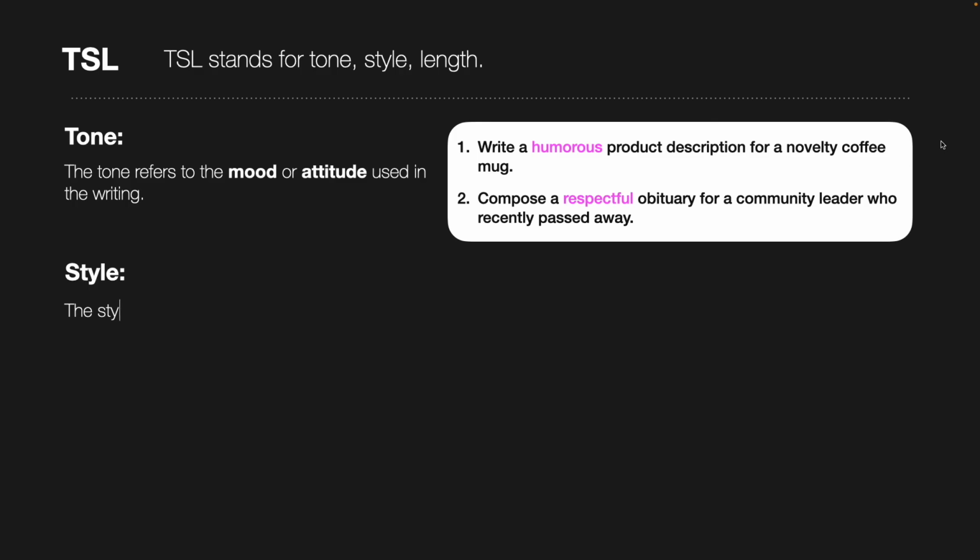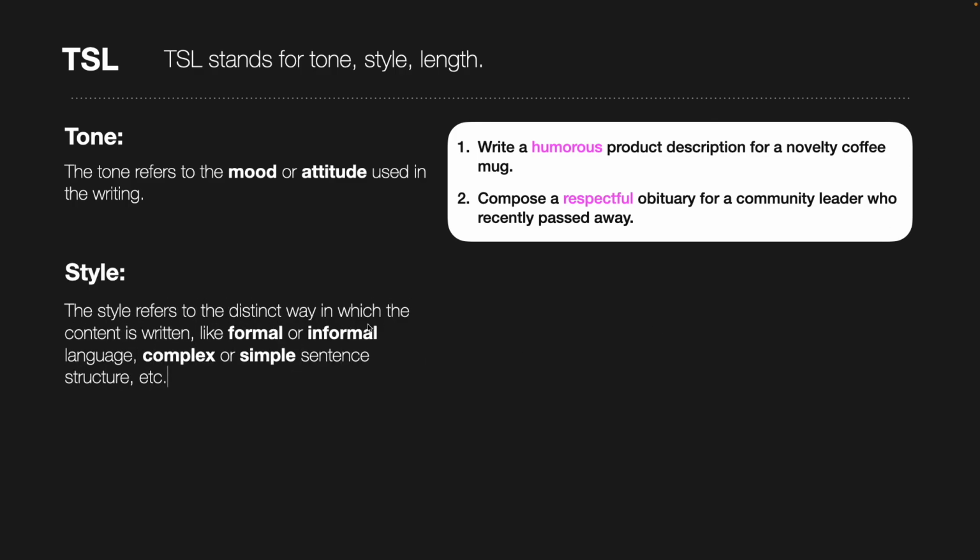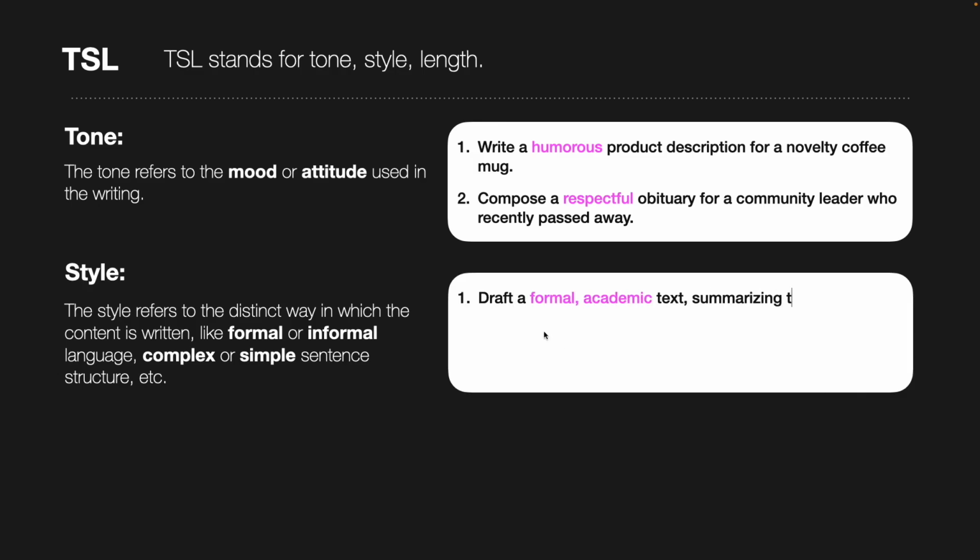Okay, so the style refers to the distinct way in which the content is written. For example, formal or informal, complex or simple. Okay, so more or less when we say a style, we're talking about the structure of the sentence. Okay, and this can have a huge impact on the response that ChatGPT provides us based on the situation that we have. Let's look at some examples.